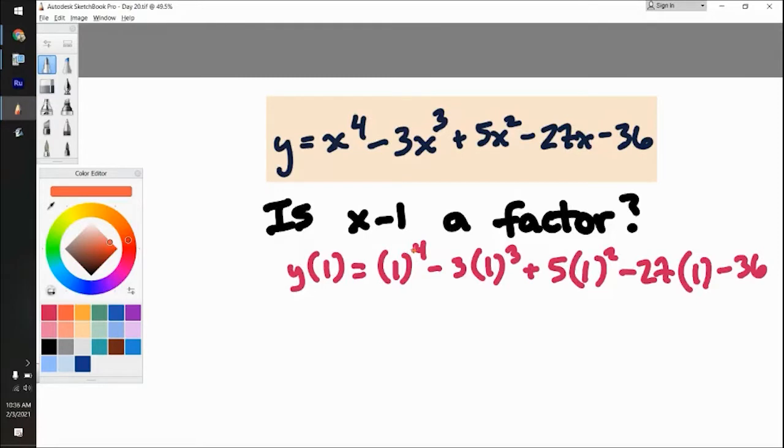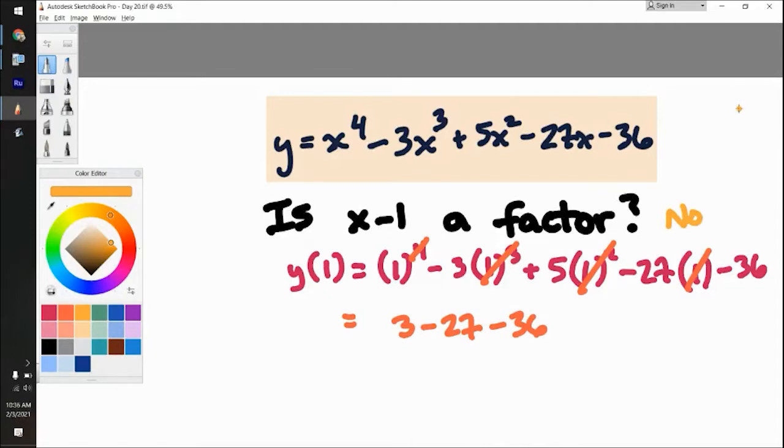Okay, so this is going to be 1. This is 3. That's 5. That's 27. So 1 minus 3 is negative 2, plus 5 is 3, minus 27, minus 36. Clearly that's not going to be 0, so the answer for this one is going to be no. Okay, which does not help us at all, unfortunately.